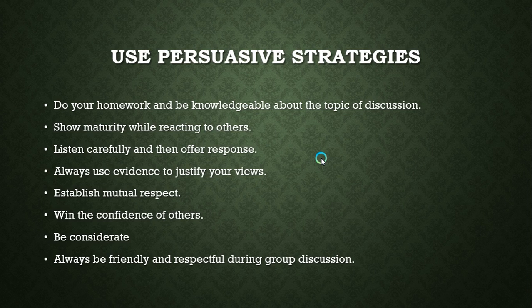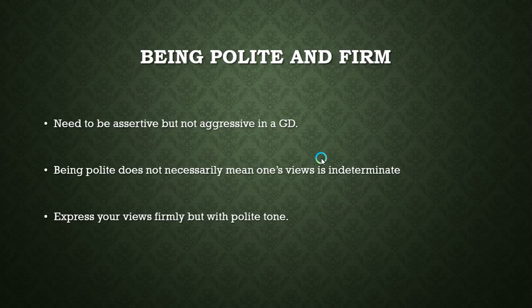Always be friendly and respectful during group discussion, you know this. Okay, so use persuasive strategies. Being polite and firm. Now if you are too polite, doesn't mean that you are not firm, you are not determined. Okay, you need to be assertive but not aggressive in a group discussion. You should be polite, but being polite does not necessarily mean one's views is indeterminate. Your tone would be polite, you will speak in a very polite manner, but what you will say would be very firm, determined. Okay, you must express your views firmly but with polite tone, with humble tone.